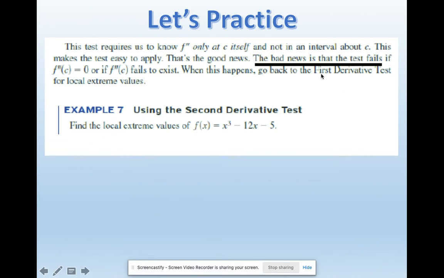When that happens, I just have to go back to my number line work. Okay, but the power in the second derivative test for extrema is that I just have to know where the first derivative is equal to 0 or does not exist, and then I have to know where the second derivative is positive or negative, but only at a point, not in an interval, right? I don't have to worry about an interval. It is only at a point.